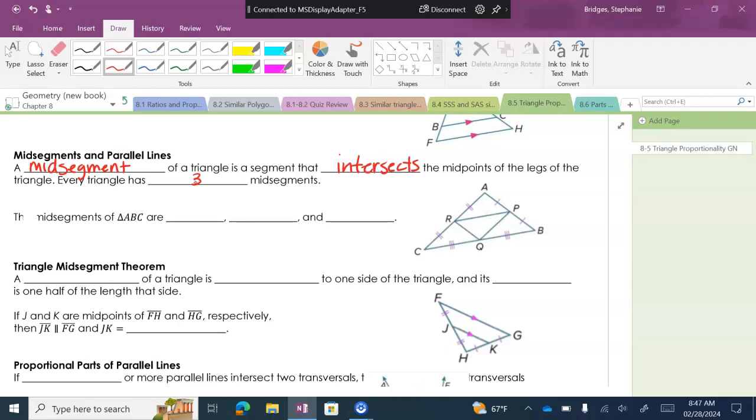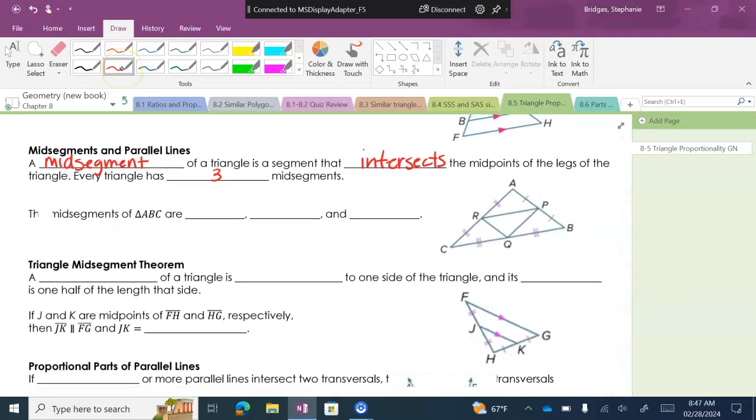the triangle. Let me show you a picture. So if I draw a triangle and I put a segment here and it has these markings, that means it touches the middle of each segment. So that's what my mid-segment is right there, okay? And each triangle has 3 mid-segments. So what we want to do is we want to look at our picture and we want to name them.